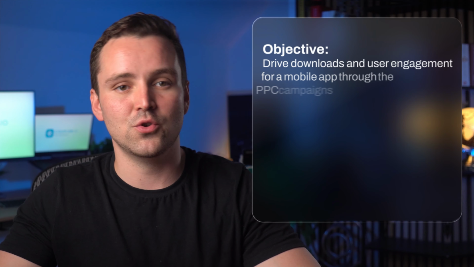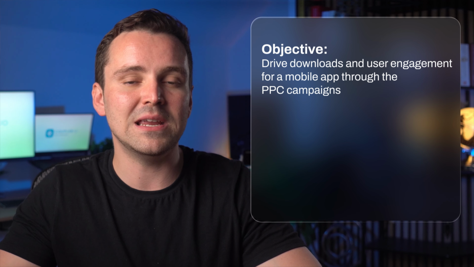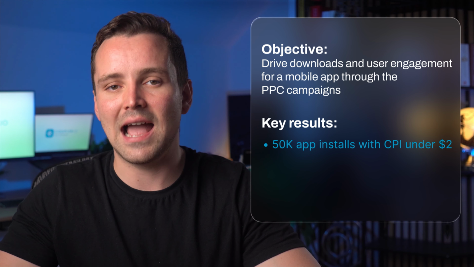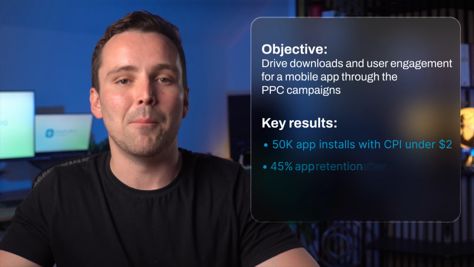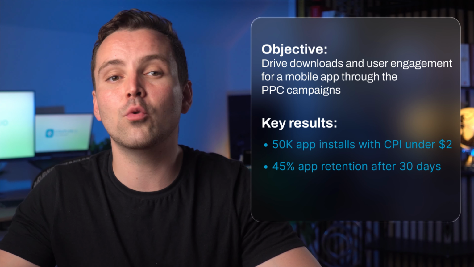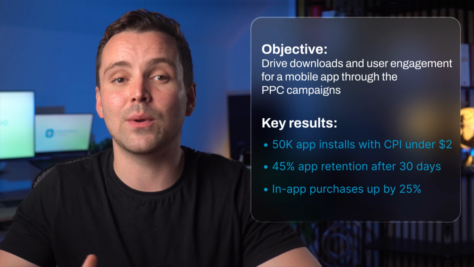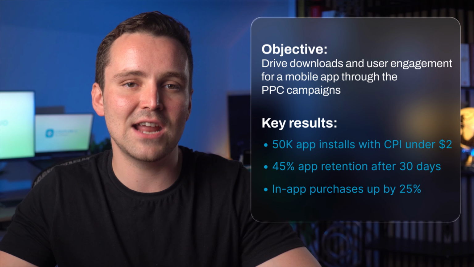When launching mobile apps or releasing a breakthrough version, PPC specialists often run ads to attract new users. In such a scenario, your objective could be to drive downloads and user engagement for a mobile app through PPC campaigns. The key results could be: achieve 50,000 app installs within the first month with a CPI under $2. Maintain an average app retention rate of 45% after 30 days. Increase in-app purchases by 25% compared to the previous version, indicating strong user engagement.